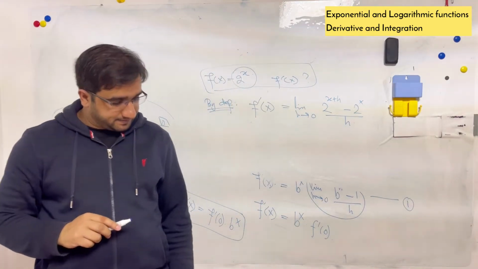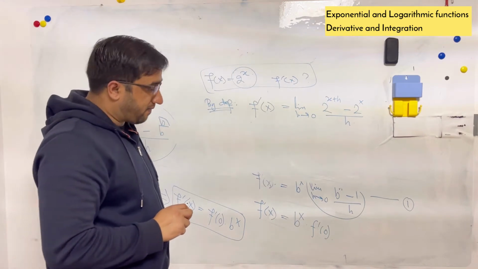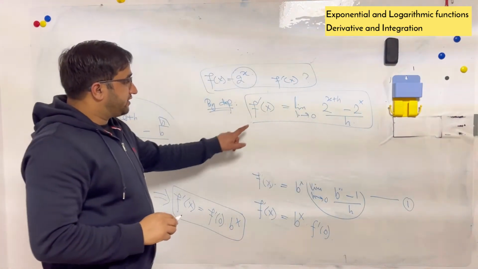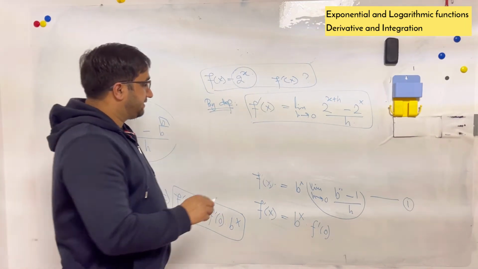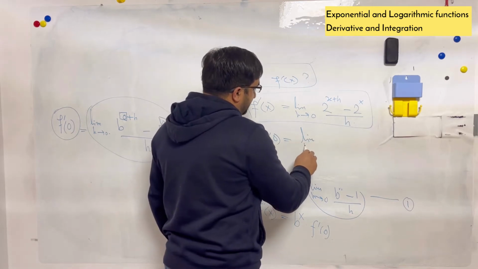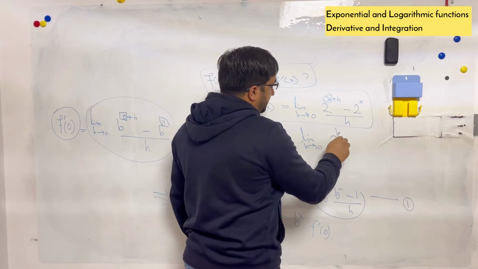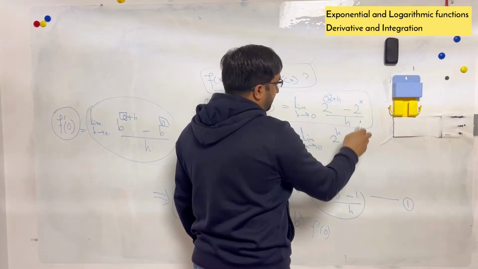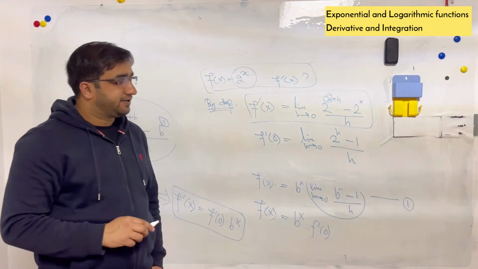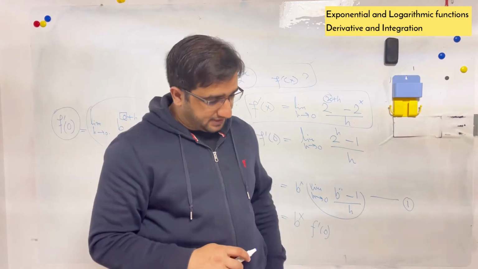Is this correct? Yes. And in this formula, if I put 0 instead of x, then it will become f dash of 0, and this is equal to the limit as h approaches 0 of 2 raised to the power 0 plus h, minus 2 raised to the power 0, which is 1, divided by h. Right? Tell me if I am doing something wrong.